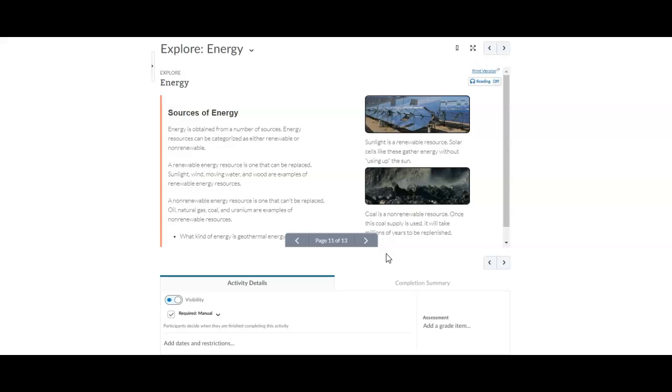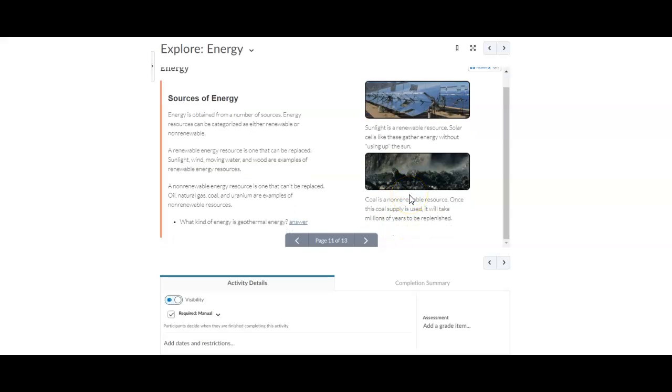So a renewable energy resource is one that can be replaced. And then list your examples in. This is where you could draw a picture in if you wanted. Sunlight, wind, moving water, wood, those are all examples of renewable energy resources. A non-renewable energy source is one that can't be replaced. Oil, natural gas, coal, and uranium are examples of non-renewable resources.